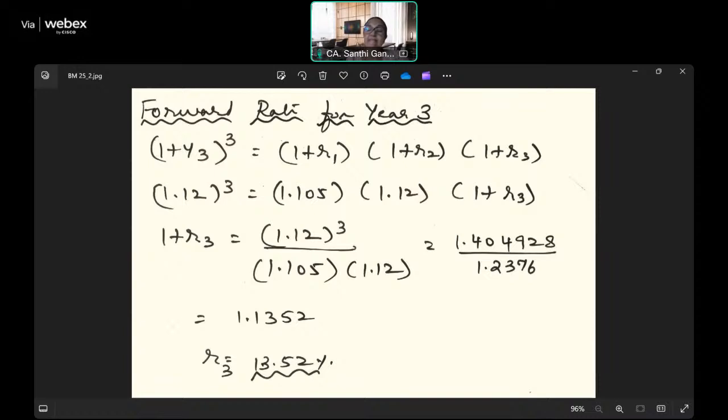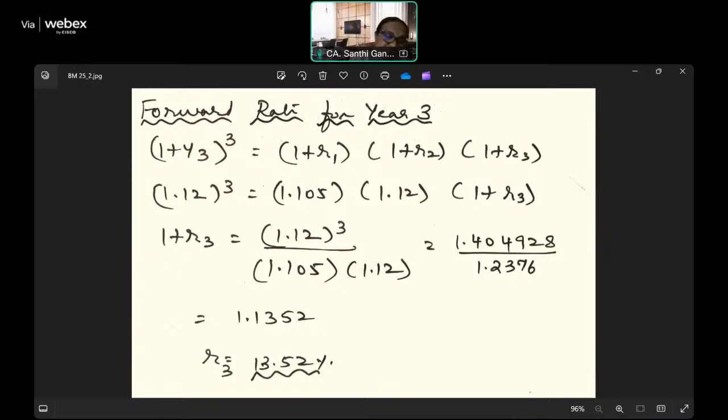Once this is done, what does the question ask you? Based on the expectation theory, calculate the implicit 1 year forward rates in year 2 and year 3. That is, the rate for 2 years now is 11.25%, which is Y2. The rate for 3 years now is 12%, that is Y3. What they have asked us to find is R2 and R3.